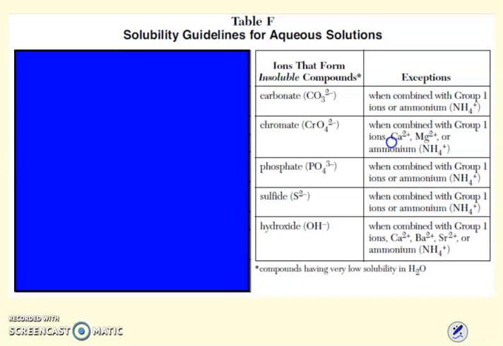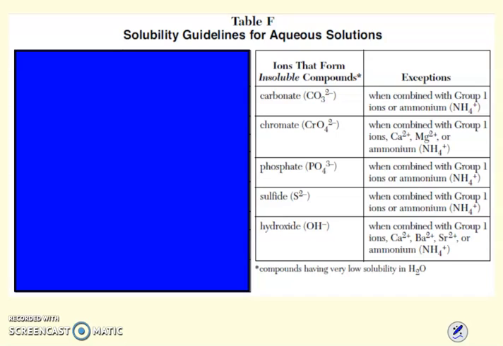And then the last one are the hydroxides. Hydroxides are insoluble, except if you pair a group 1 or ammonium with them, or calcium, barium, or strontium. All of those hydroxides will be soluble. All other hydroxides will be insoluble. So if you took a hydroxide with any other metal other than a group 1, calcium, barium, or strontium, it would be insoluble. Okay?